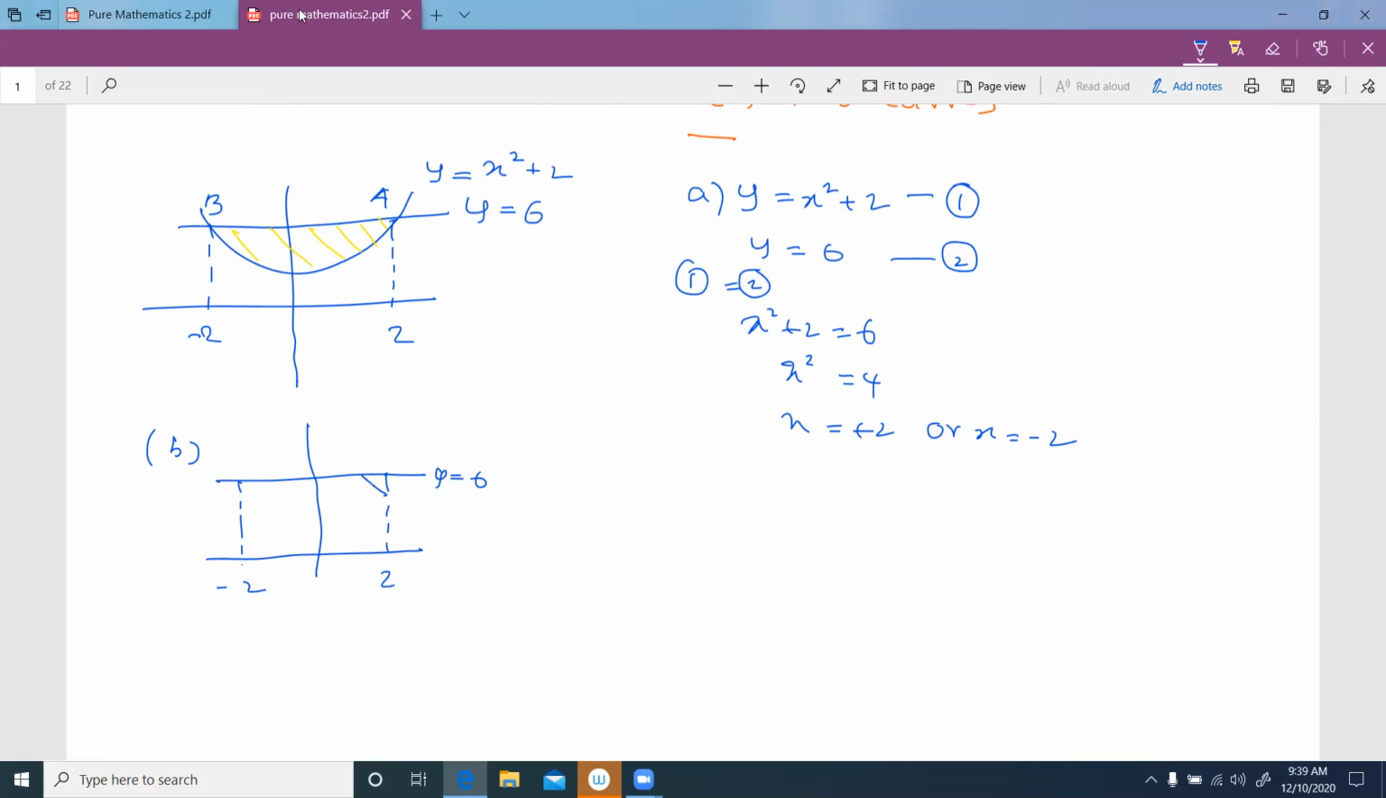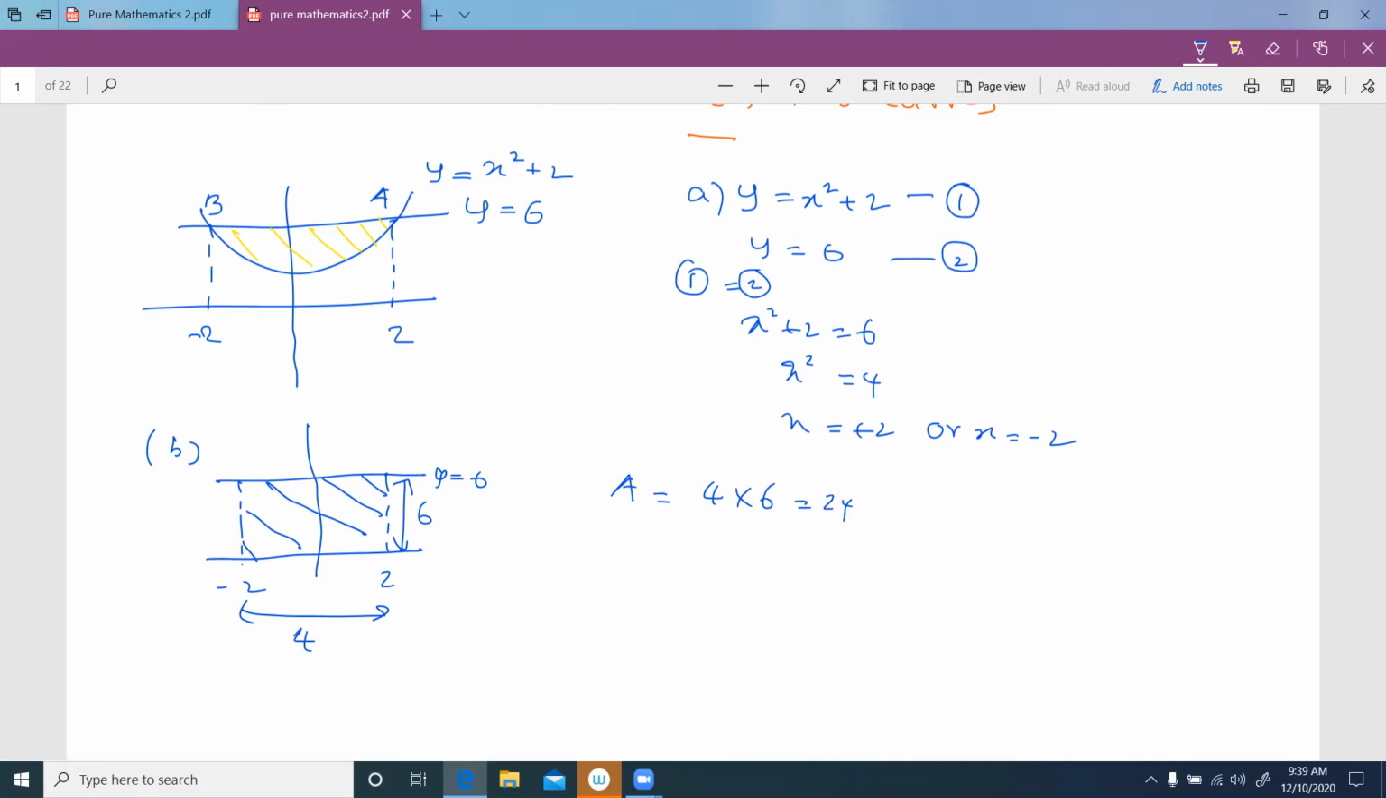How do you get this area? That is pretty simple. You can use two techniques. The first technique is, you know that the length from here to here is 4. And the height, y equals 6, means the height is 6. That means you can get this area by 4 into 6, which is 24.